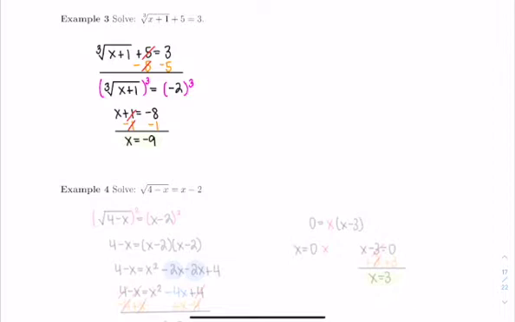Again, you want to make sure that you check your solution in the original equation, and this one does check out, so we can keep it as our solution.